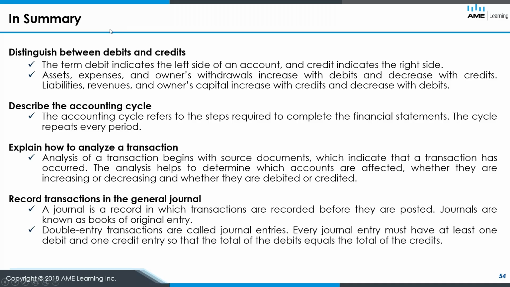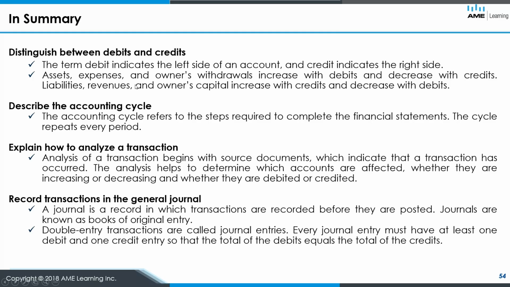Here it tells you which ones. So assets, expenses, and owner's withdrawals are debits. We use the acronym DEAD. Debits are increases, and that's E for expenses, A for assets, and D for draws. That's the full word, owner's withdrawals, but D works better with DEAD.